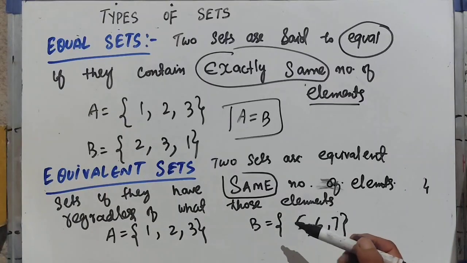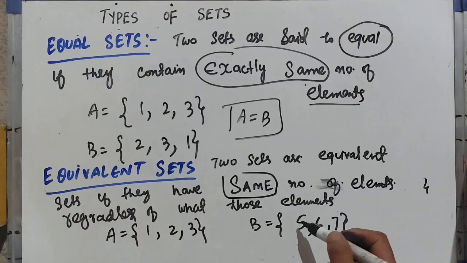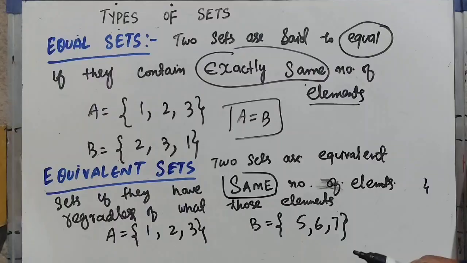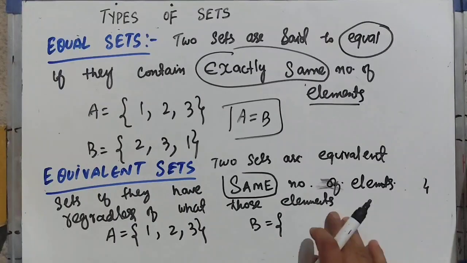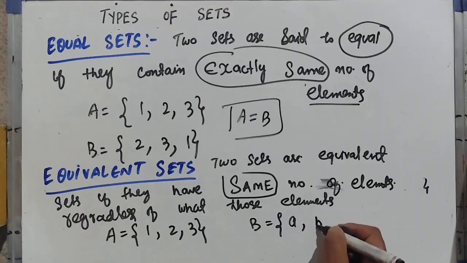Regardless of what the elements are, if the number of elements is the same, they are equivalent. It does not matter what elements those are, the only condition is that the number of elements should be equal. To make it more understandable, let's take A, B and C.